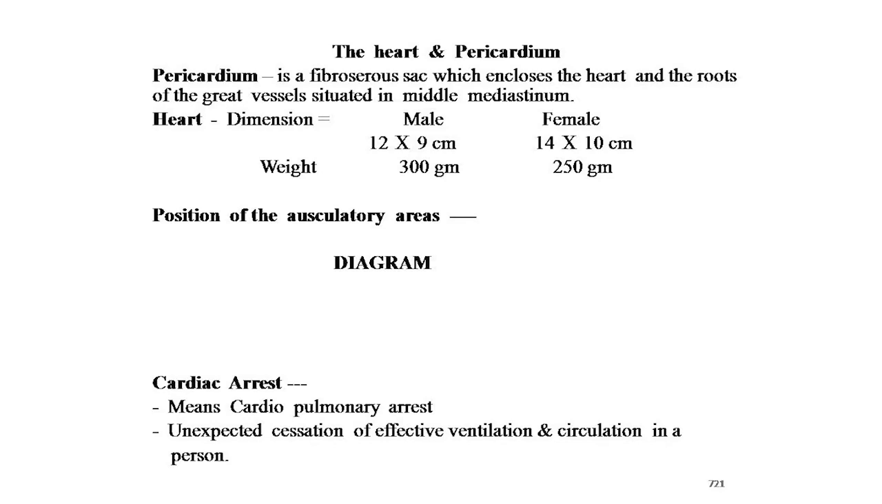Position of the auscultatory areas. Next I will show you the diagram of the auscultatory points of the heart. Now the cardiac arrest means the cardiopulmonary arrest, unexpected cessation of effective ventilation and circulation in a person.